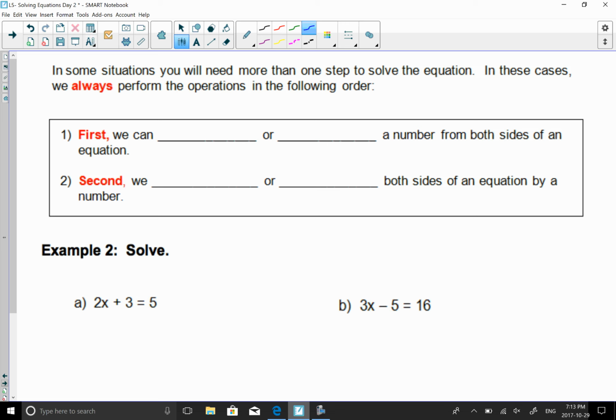Now, in some situations, you need more than one step to solve the equation. In these cases, we always perform the operation in the following order. First, we add or subtract a number from both sides. So it's opposite of what you would think from order of operations. And second, we multiply or divide.